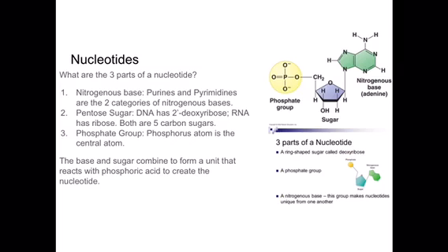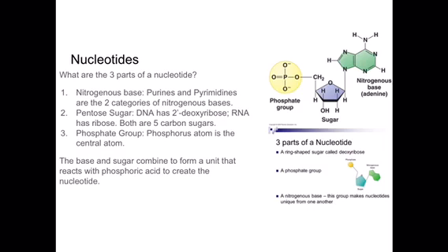After that, we have the nucleotides. Now, a very commonly asked question is, what are the 3 parts of a nucleotide? Well, first, we have the nitrogenous base. And purines and pyrimidines are the 2 categories of nitrogenous bases.